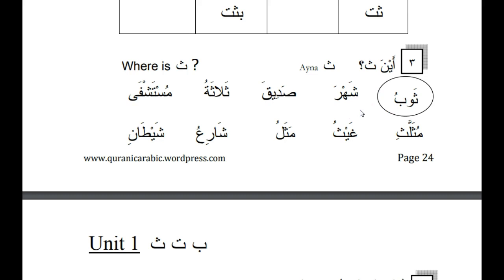Don't get confused if you see 3 dots on top of letters and say, well, this is tha. No, you need to also check the shape of the body because there are other letters in Arabic that will have 3 dots and are not necessarily tha. Just giving you a little bit of a hint. So check it out and do it in your notebook.